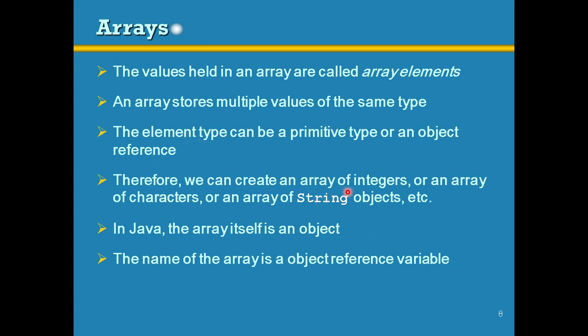We can create an array of integers, an array of characters, strings, etc., as I have mentioned just now. In Java, an array itself is an object. This you need to remember. Okay, so this is also another point. The name of the array is an object reference variable. Okay, this is a reference variable name. The array itself, I told you, is a reference variable, so the name of that variable is a reference variable name.